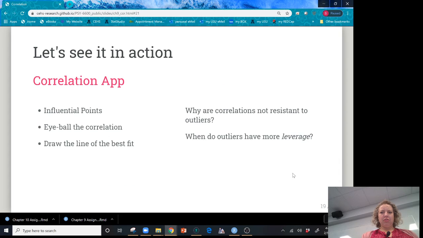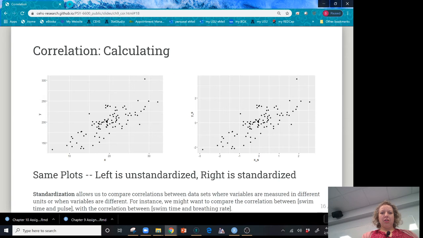I thought it was going to show us our code. Oh, I see what this slide is. Okay, here's the original data. Here is when we change x and y to z-scores.